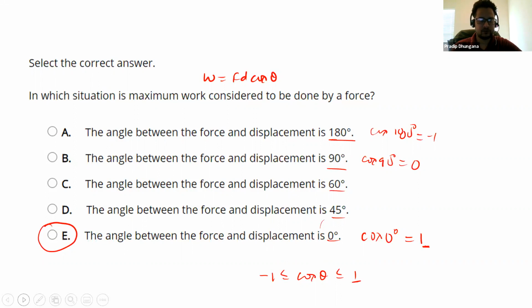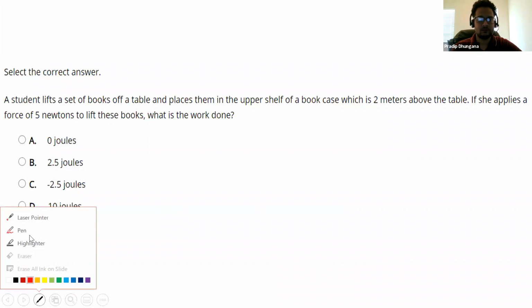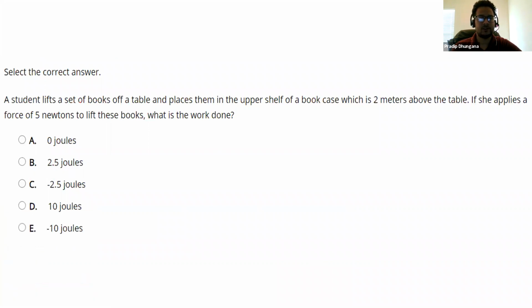Let's go to the next question. A student lifts a set of books off a table and places them on the upper shelf of a bookcase which is 2 meters high. If she applies a force of 5 newtons to lift these books, what is the work done?